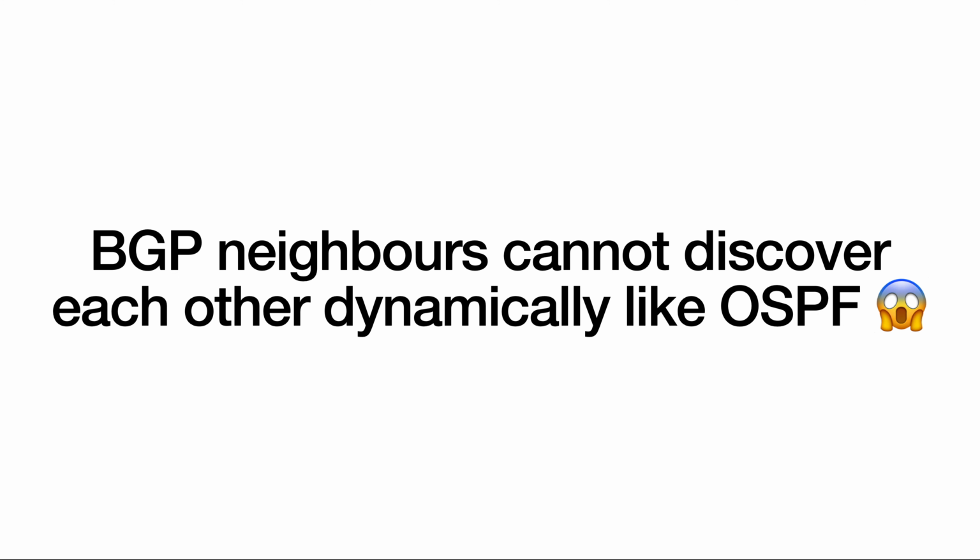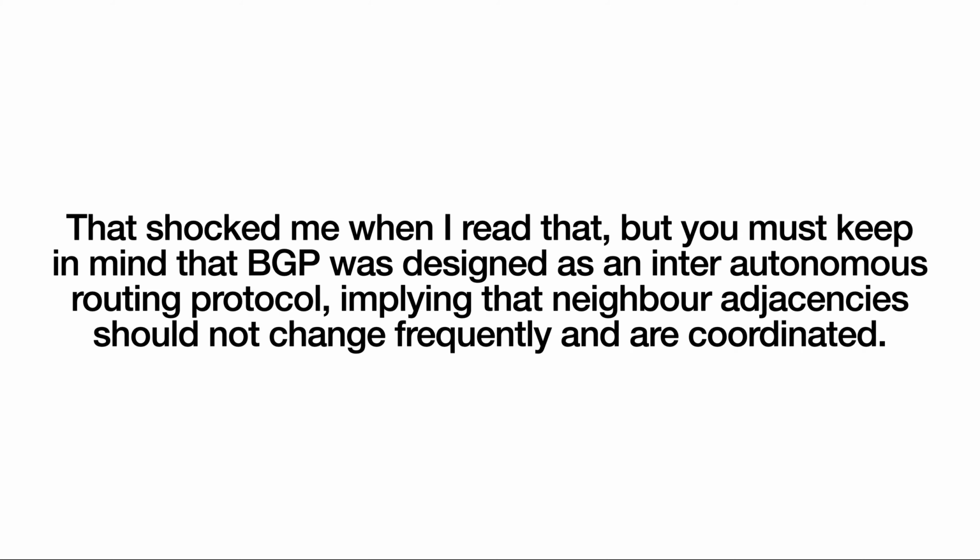Number two is, believe it or not, BGP neighbors cannot discover each other dynamically like OSPF or EIGRP. It's not discovering neighbors dynamically. This shocked me, but you must keep in mind that BGP was designed as an inter-autonomous routing protocol, implying that neighbor adjacencies should not change frequently and are coordinated.